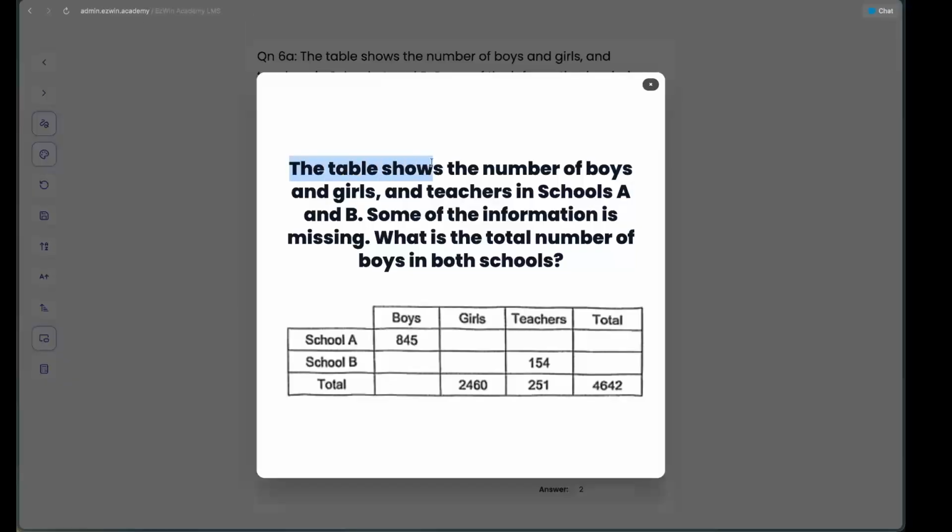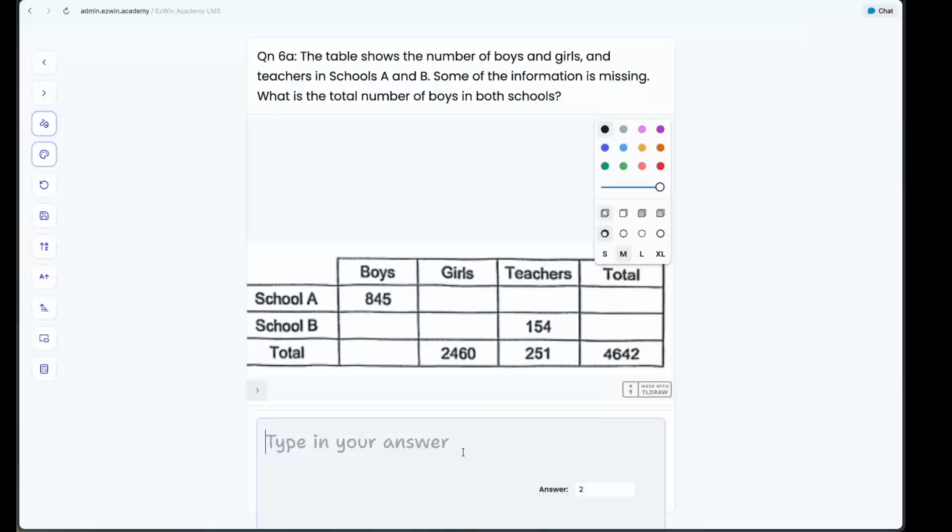Question 6a. The table shows the number of boys and girls and teachers in schools A and B. Some of the information is missing. What is the total number of boys in both schools? So pretty straightforward. We know the total is 4642. And then teachers is equal to 251. And then girls equal to 2460.